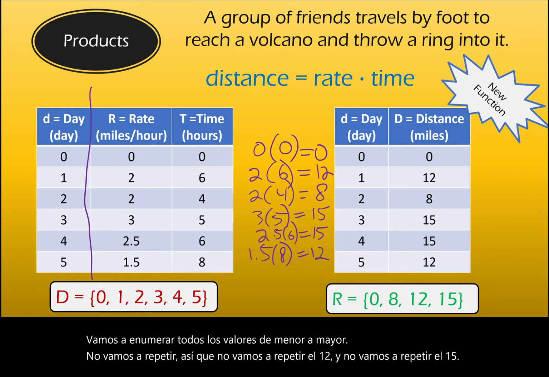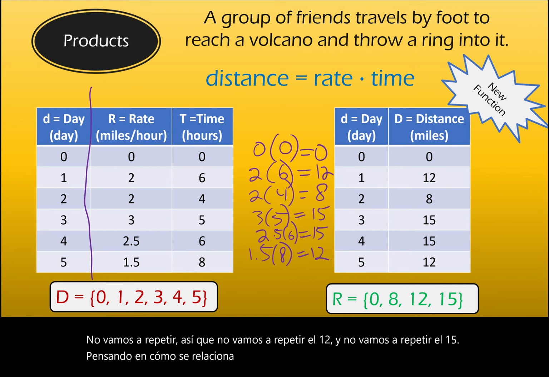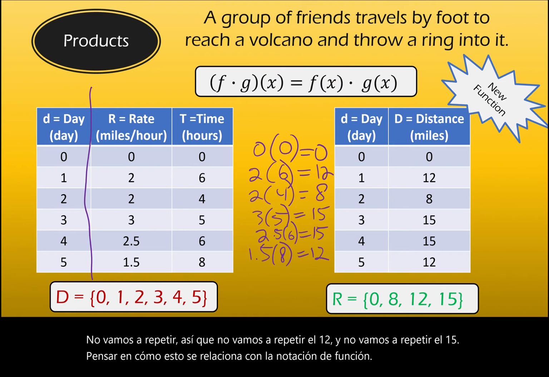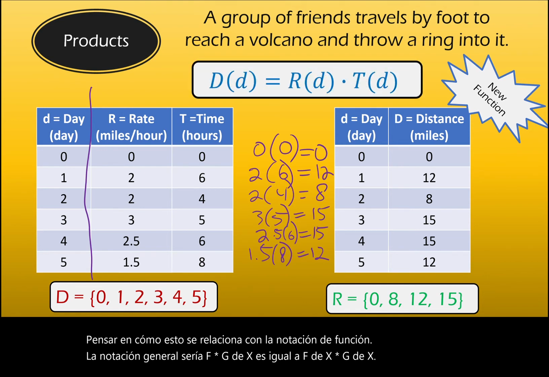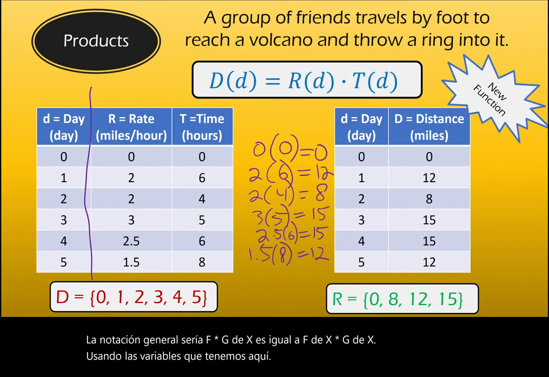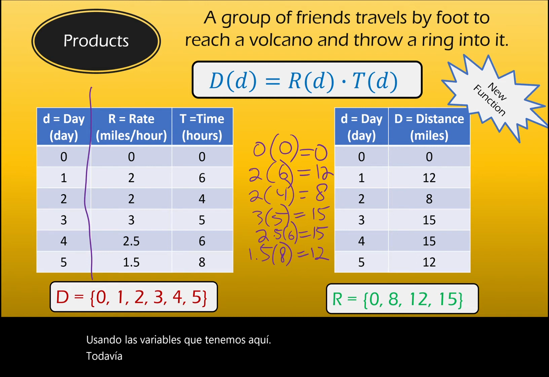Thinking about how this relates to function notation, the general notation would be f times g of x is equal to f of x times g of x. Using the variables we have here, it still represents the distance function is equal to the rate function multiplied by the time function.